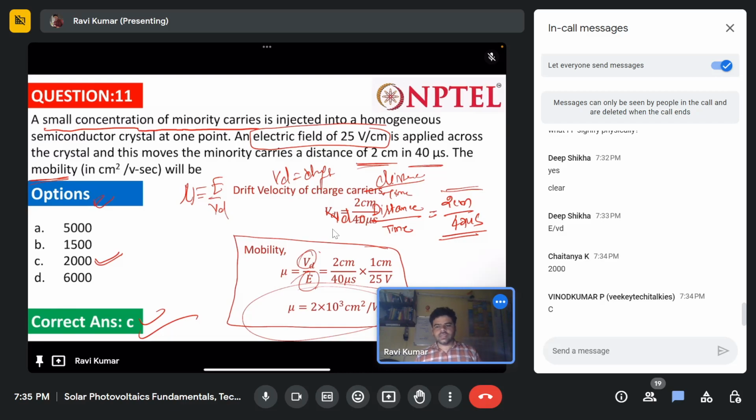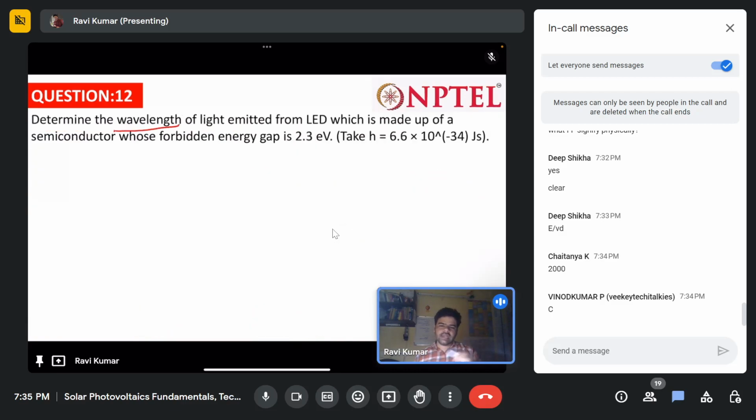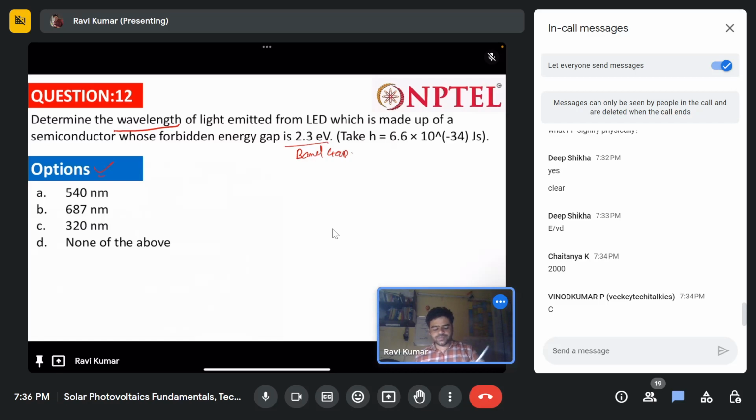Next question. It says determine the wavelength. I am talking about LED here. Determine the wavelength of light emitted from an LED, which is made up of a semiconductor with a forbidden energy gap, we can say band gap, of 2.3 electron volt. And these are the options. So it is all about LED. You just need to calculate the wavelength of the light coming from an LED.